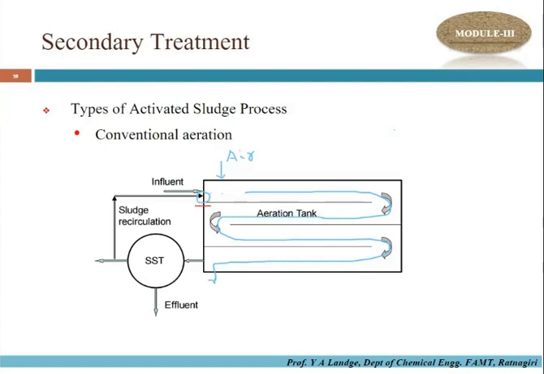at this point, more oxygen is required because of the maximum concentration of microorganisms and organic matter at this point. If I divide this particular zone, in this zone there is more demand for oxygen and more concentration of organic matter. As you move from the input point, there is less oxygen requirement and less organic matter present, because good treatment of the organic matter takes place here. So this is the conventional one.